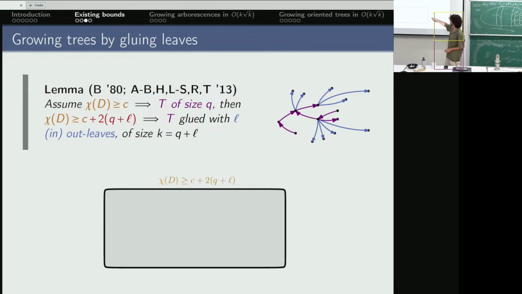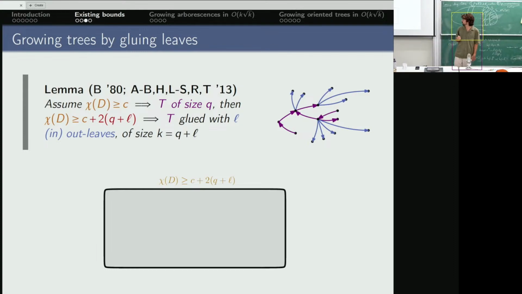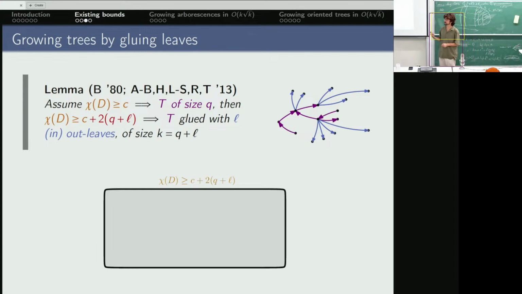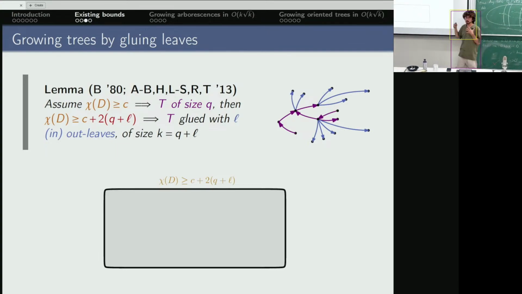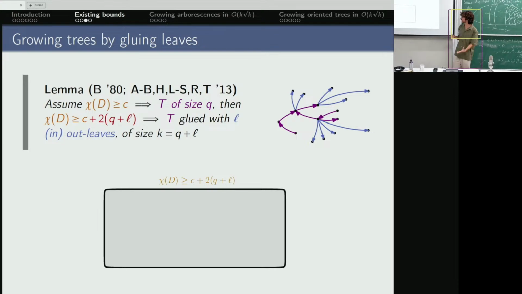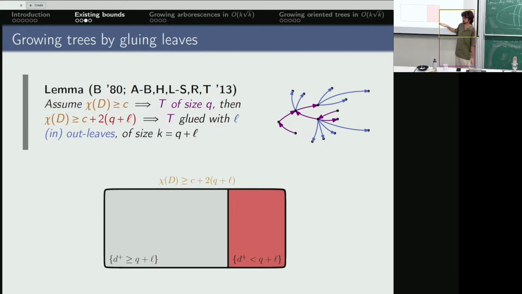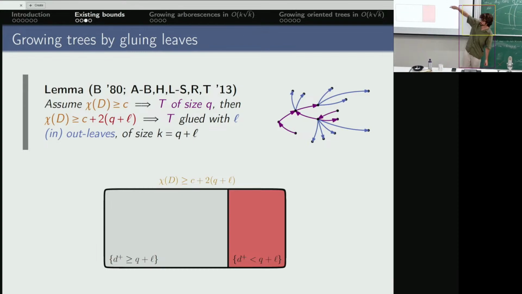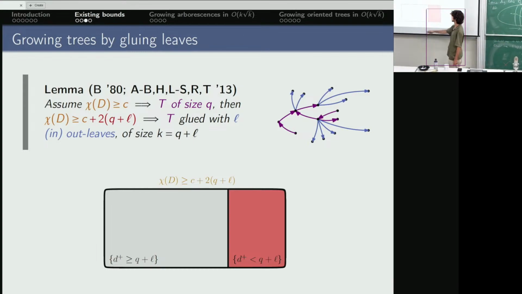You take your graph with a high enough chromatic number, and recall that in the undirected case, what was useful was vertices of high degree. Here we will use the same idea. I want to glue out leaves, which means I want to focus on vertices of high out degree. So I split my graph into vertices of out degree less than q plus l, less than k, the size of the whole thing, and vertices of out degree greater than q plus l.